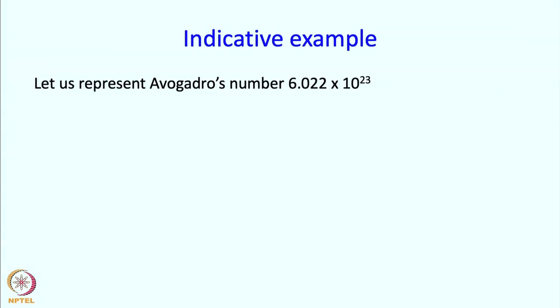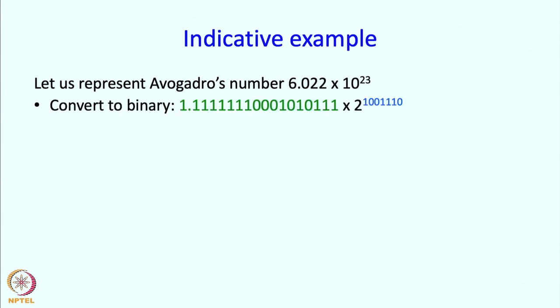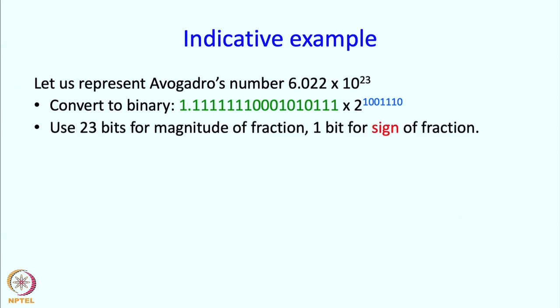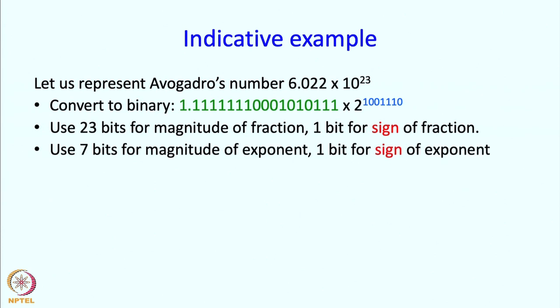So just a very quick indicative example. To make these things more real, I am going to tell you how we might represent Avogadro's number. This is not exactly how Avogadro's number is represented on your computer, but this is indicative of how it might be represented. First we convert it to binary. So 6.022 might be this, and 10 raised to 23 might be that. So that number might be 2 raised to so many. Now we are going to represent the significand using 23 bits of fraction, and 1 bit for the sign of the fraction, so 24 bits totally, and 7 bits for the magnitude of the exponent, and 1 bit for the sign of the exponent.